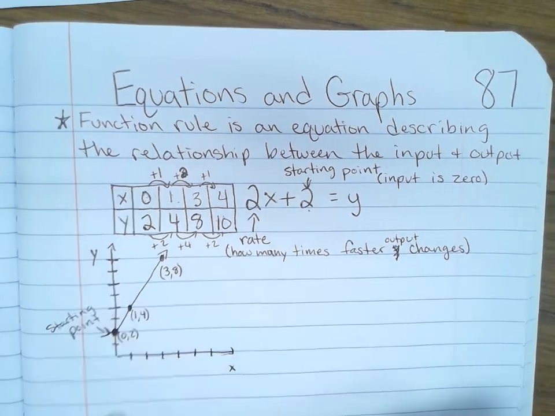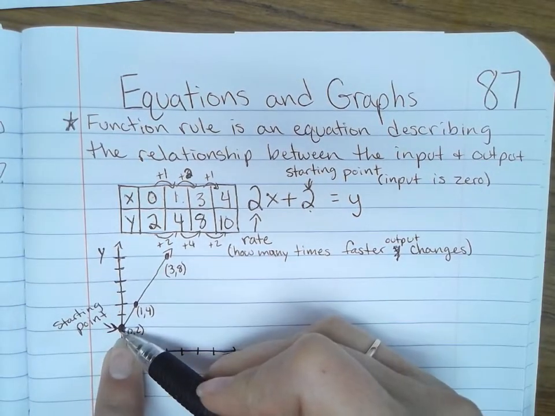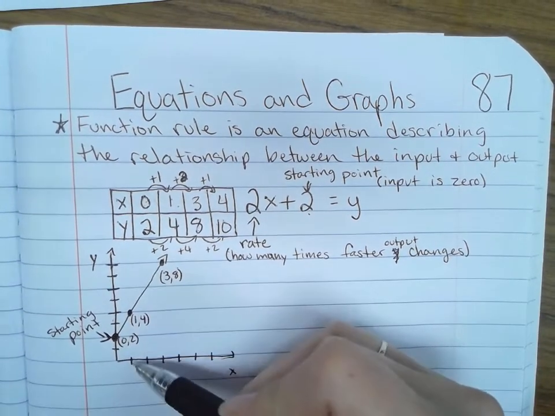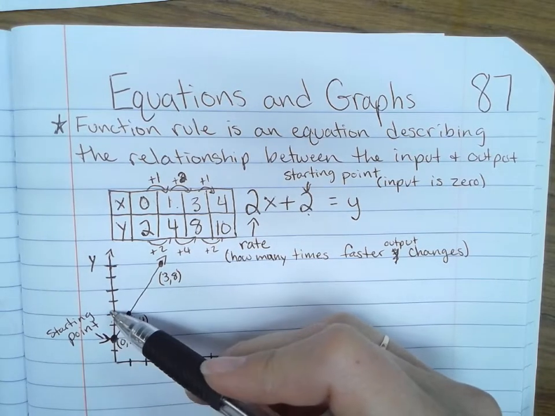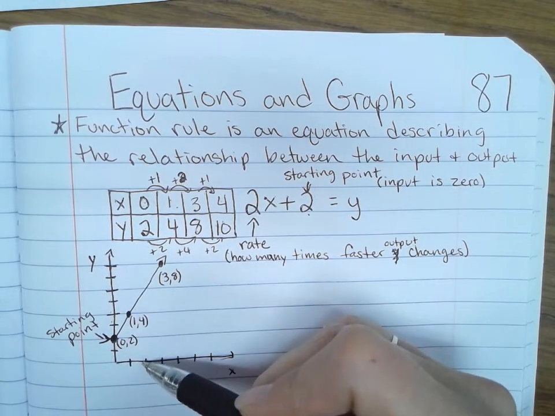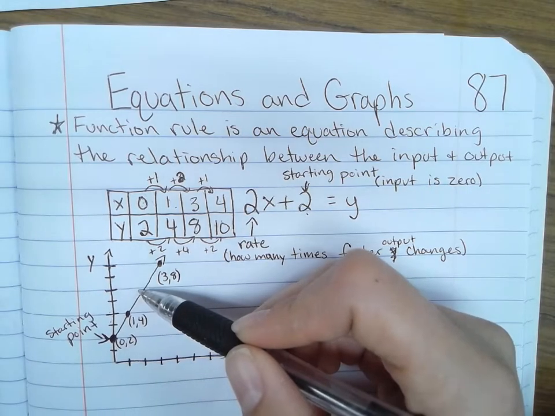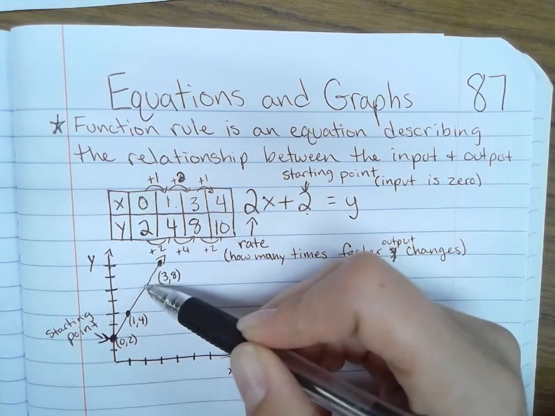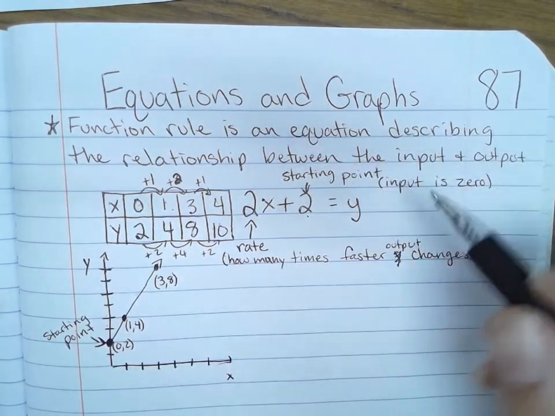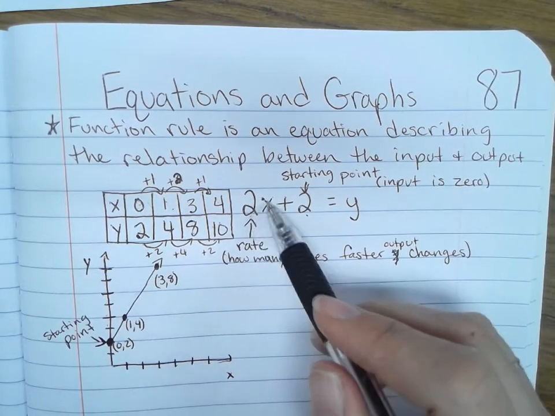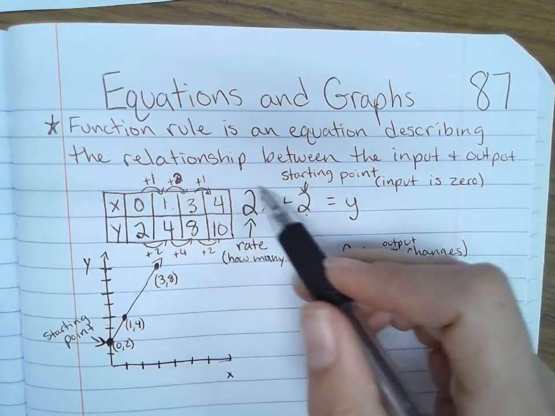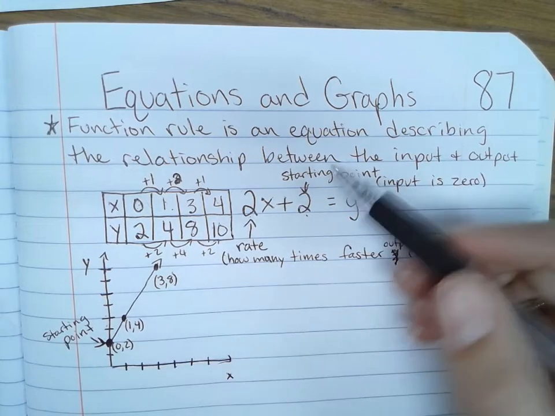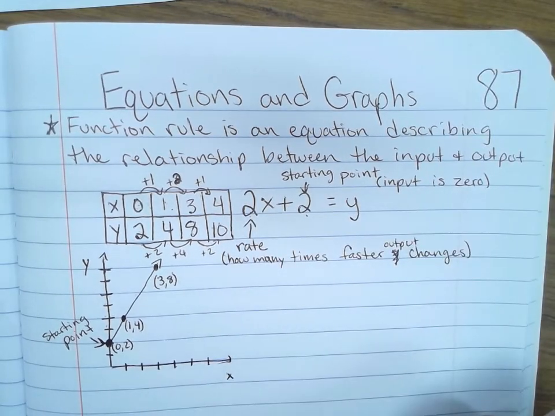So that's where our graph is starting. Now see how this is 2 times as big? See how it's 2 higher? Well, look, if I go over 1 more, wouldn't that also be 2 higher? And this is 2 higher from there. So you can see how much it's changing. This is what determines how steep your line is. The bigger this number, the steeper it will be.